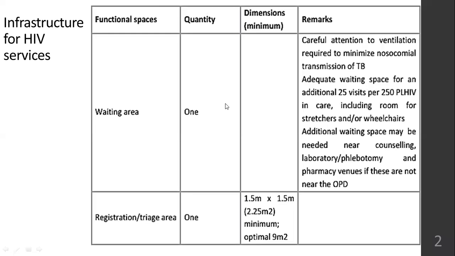Registration or triage area, one triage area. In the triage area, you have to look out for signs and symptoms like frequent coughing, blood and sputum, and patients who look extremely thin, with wasted muscles. So you have to segregate them away from the general crowd. So one registration or triage area is given.